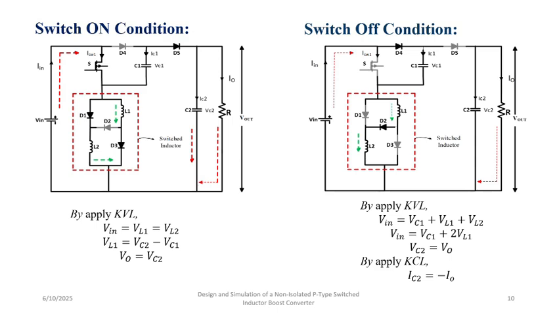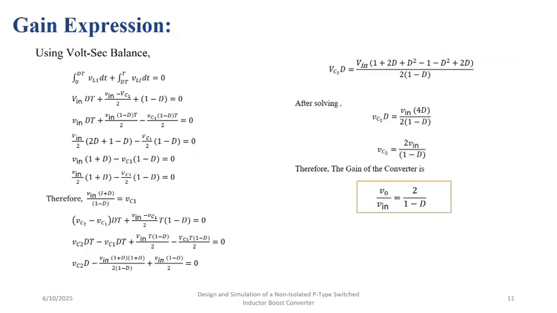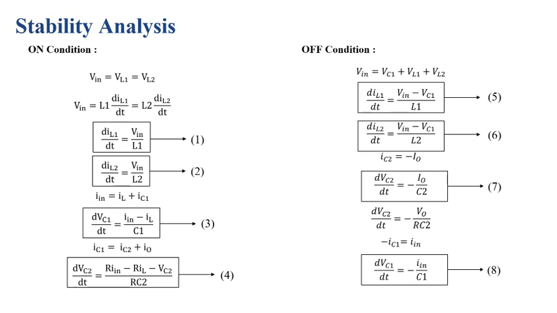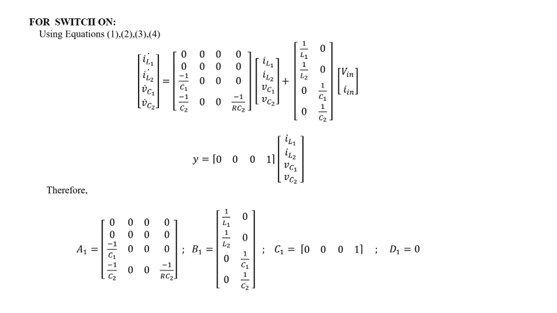These are the on condition equations and these are the off condition equations of our converter. By using volt-second balance, we got the gain as 2 by 1 minus d for this converter. Coming to the stability analysis, this is the stability analysis for on condition and off condition. We have done small signal analysis by using the above equations.